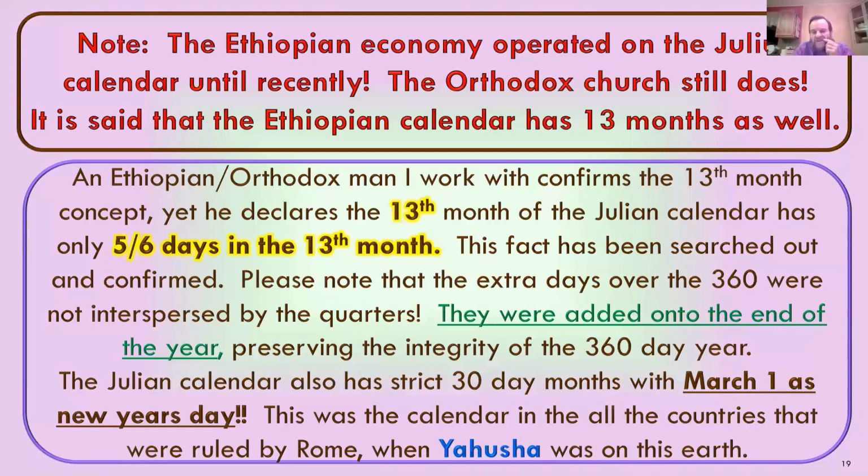Please note that the extra days, over 360, were not interspersed by the quarters. They were added onto the end of the year, preserving the integrity of the 360-day year. The Julian calendar also has strict 30-day months, with March 1 as New Year's Day. This was the calendar in all the countries that were ruled by Rome when Yahusha was on this earth.